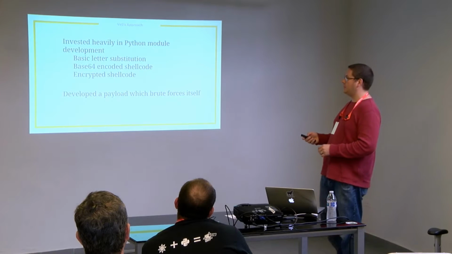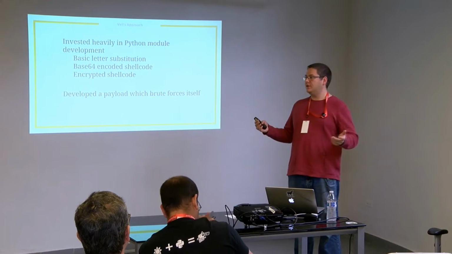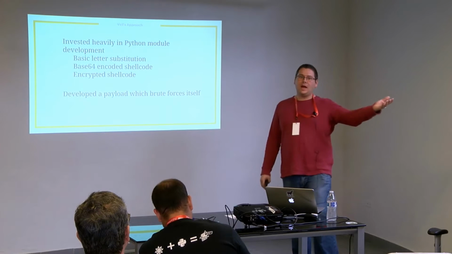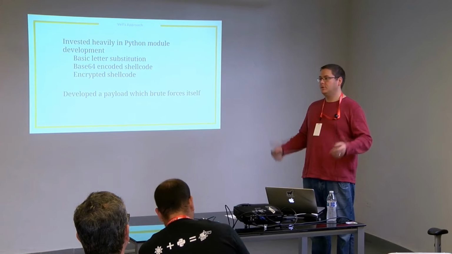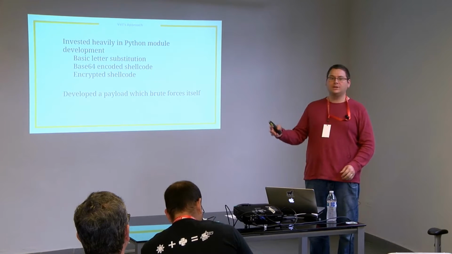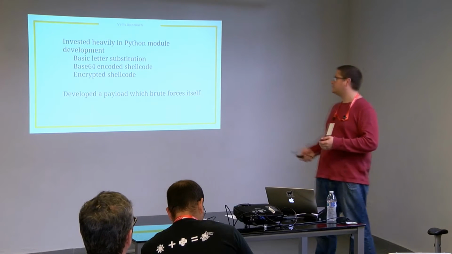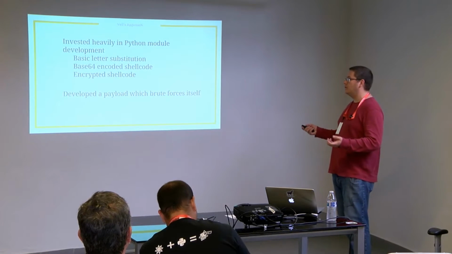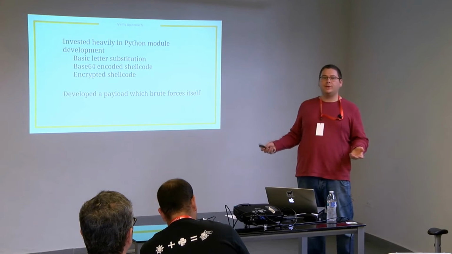And this is through a couple of different techniques. Let's do some basic letter substitution, where every time the letter A is in our code, we remove that and replace it with Q. At runtime, that letter is swapped back and then all the code is run. We also have base64 encoded shellcode or encrypted shellcode. There's a bunch of different ways.